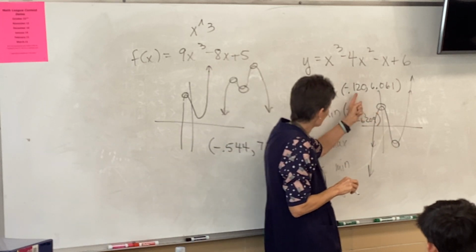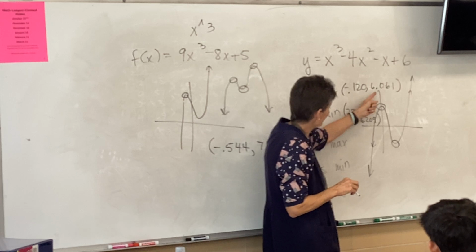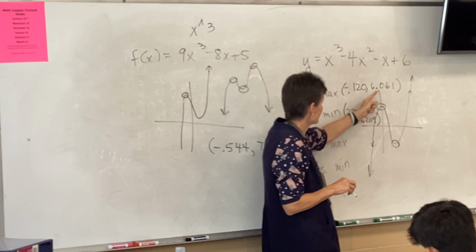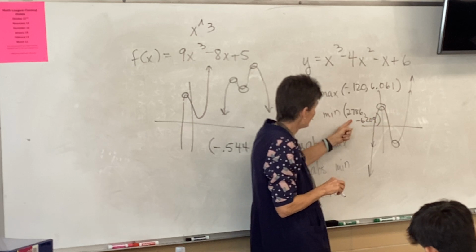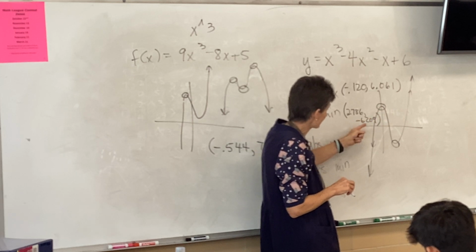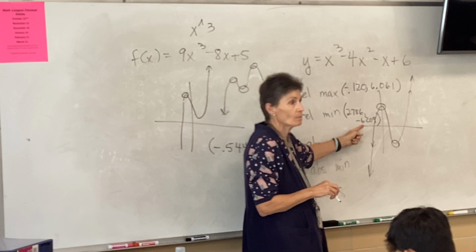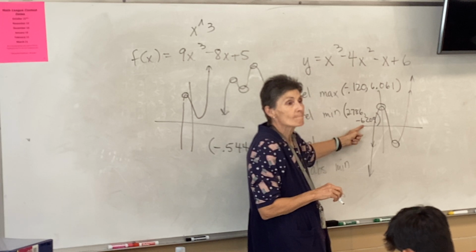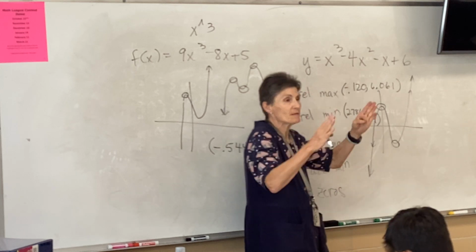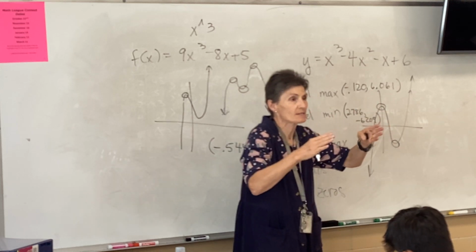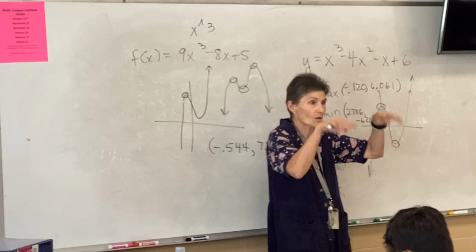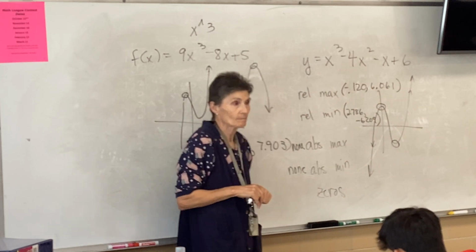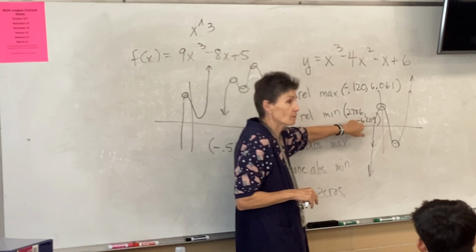My max, I got negative 0.120, comma 6.061. Anybody else get that? Jake says yeah. And how about minimum? I got 2.786 and negative 6.209. Is there a certain place that we round to? The AP curriculum stipulates thousandths, so I'm kind of in that mode. So unless the directions say otherwise, go with thousandths. Do those numbers look okay though?